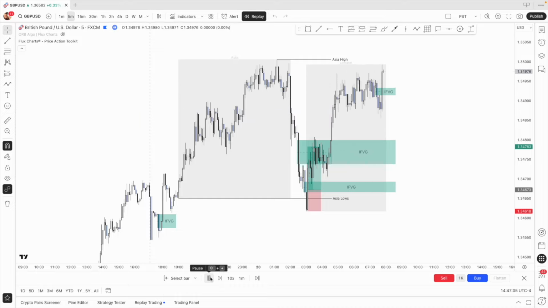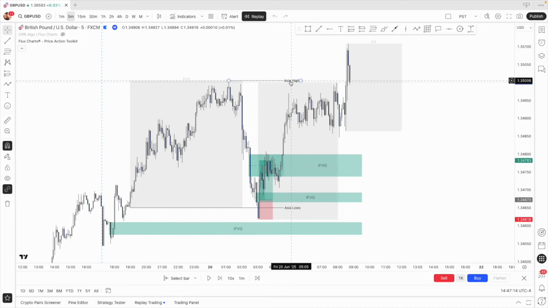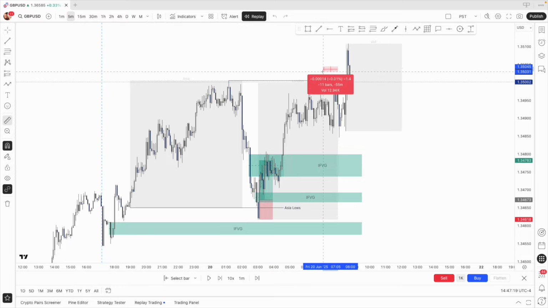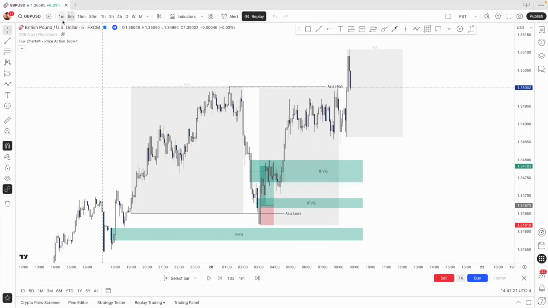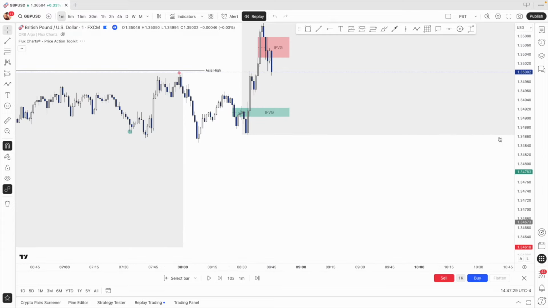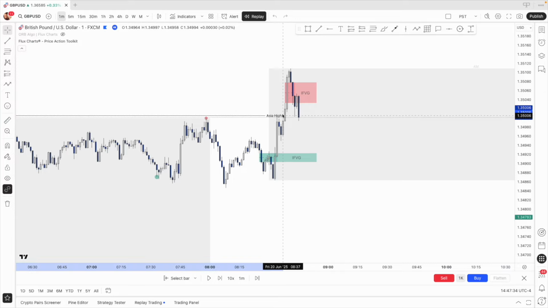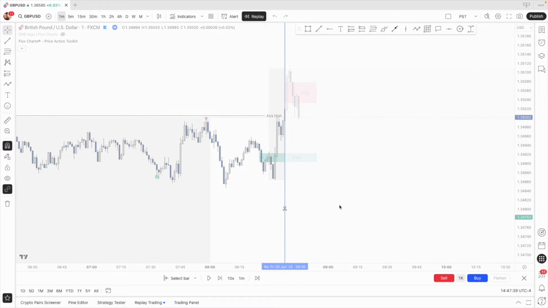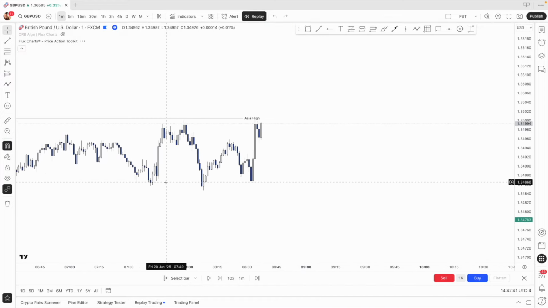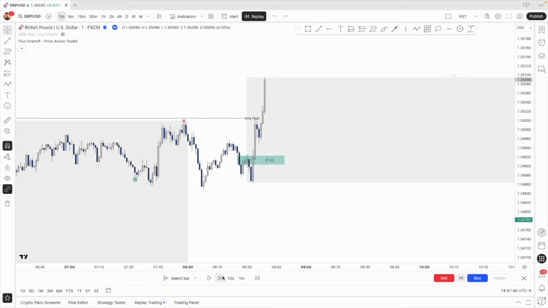So there you go. So now you can see the Asia highs has been taken right over here. So now we jump to the 1 minute, and now we wait for that first inverse fair value gap to form. So when we rewind it, we can just see how it looks after the highs has been swept. We have a sweep of the highs, and now we wait for the indicator to draw out the inverse fair value gap for us.